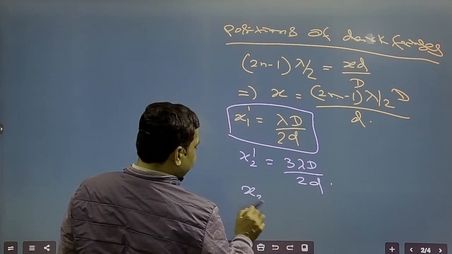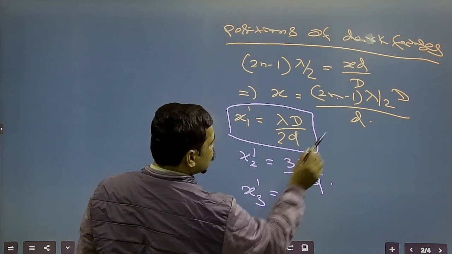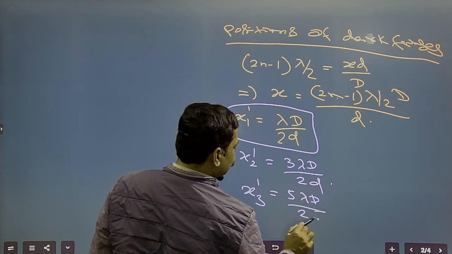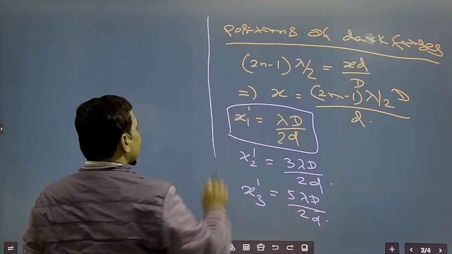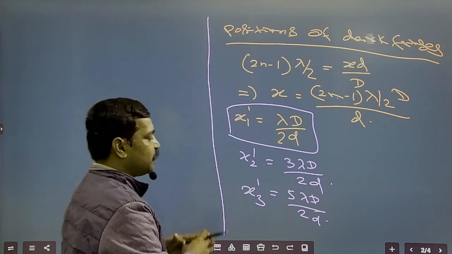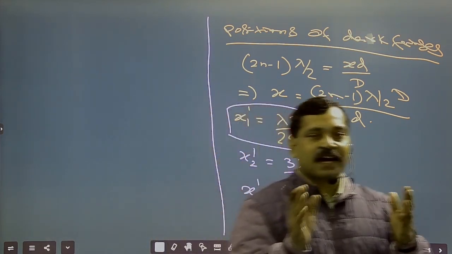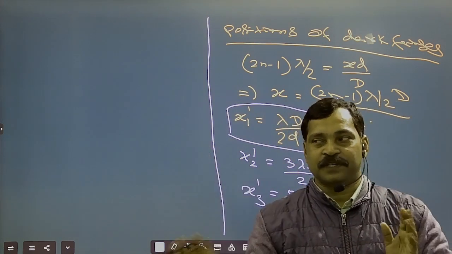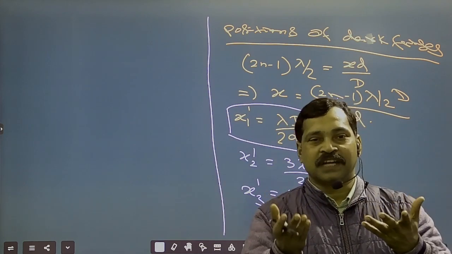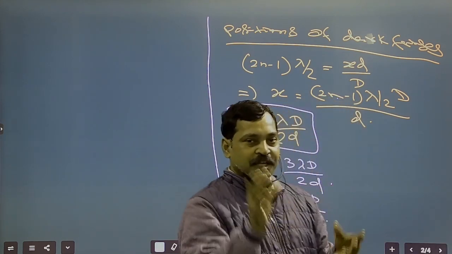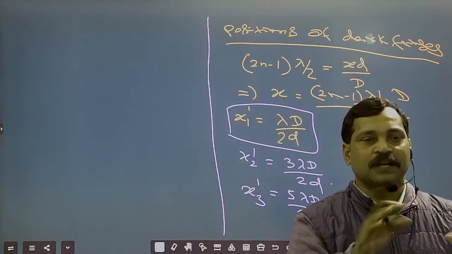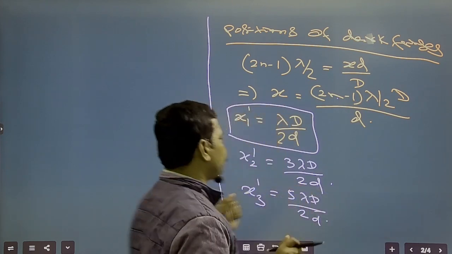Similarly, we can get the third dark fringe, for n equal to 3, so this will be 5 lambda D upon 2d, right? Similarly, we can get all the positions of the dark fringes. In the question, it may ask that the distance between, suppose, the second bright fringe and the third dark fringe is so and so, then find out the lambda value, the d value, or whatever unknown value we can calculate from this derivation.